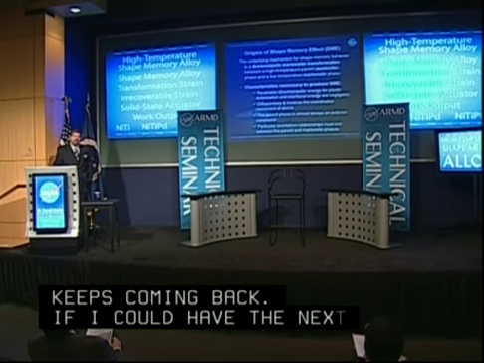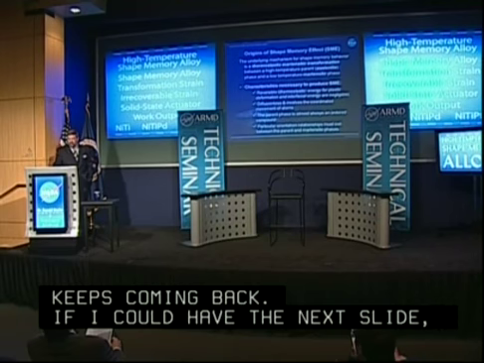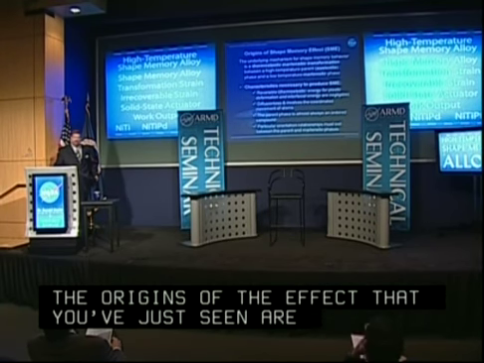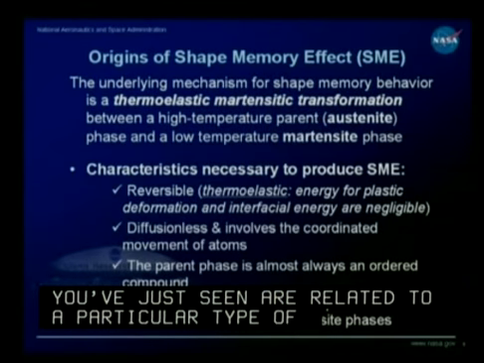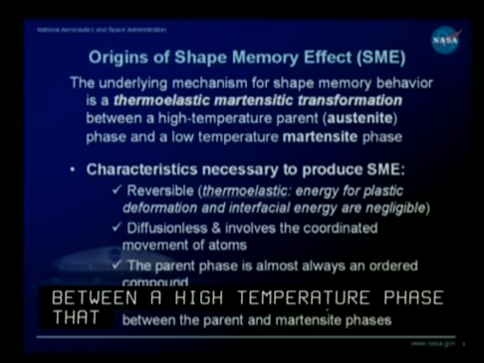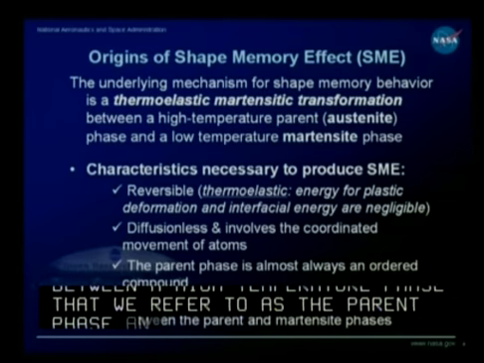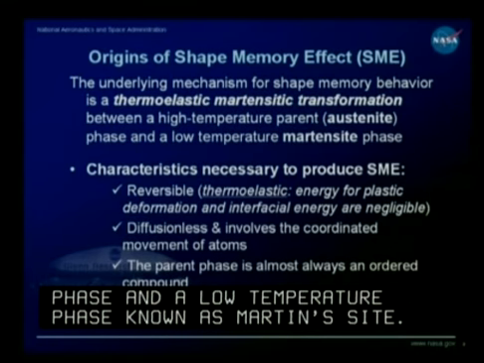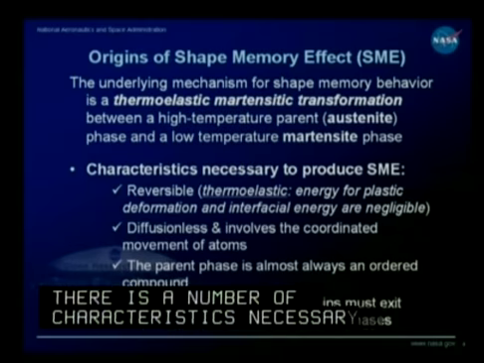The origins of the effect that you've just seen are related to a particular type of phase transformation. It's a thermoelastic Martensitic transformation that occurs between a high temperature phase that we refer to as the parent phase or the austenite phase and a low temperature phase known as martensite. And there's a number of characteristics that are necessary in order to produce that effect. This is not an inclusive list, but it's some of the more important.